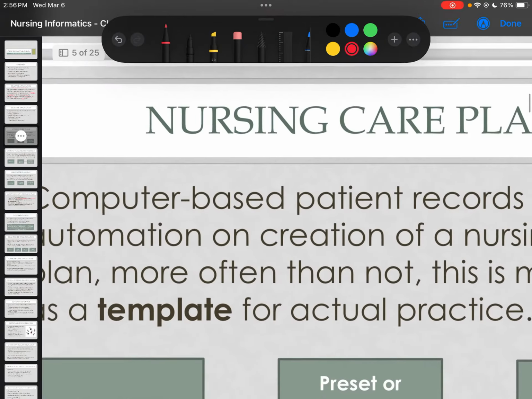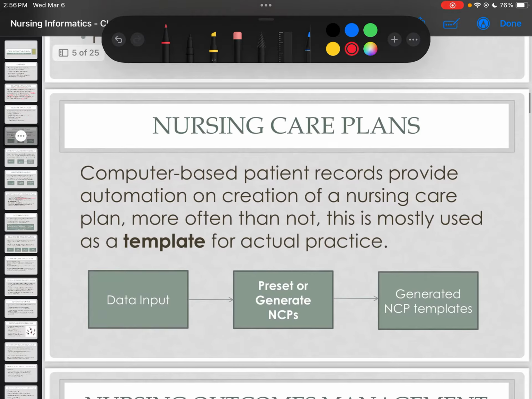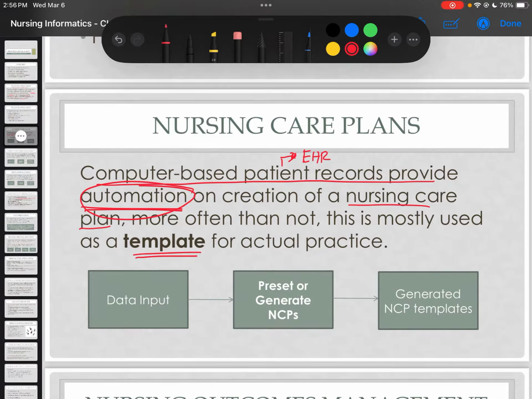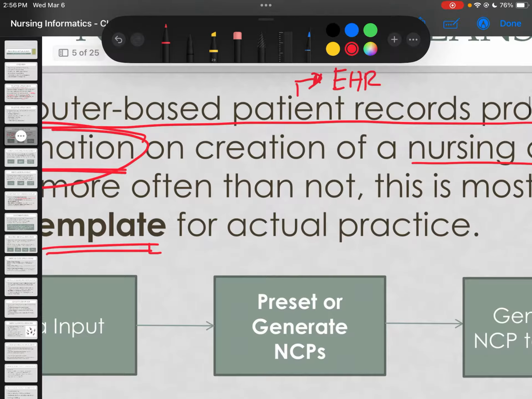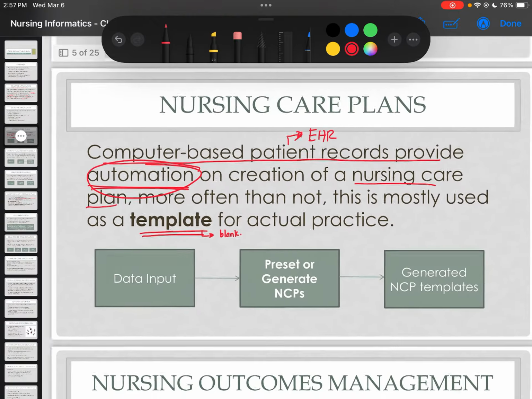Okay, so nursing care plans, how does informatics affect their creation? Simply put, class, computer-based patient records such as our electronic health record provide automation, automatic creation of nursing care plans. But more often than not, this is mostly used as a template. When we say template, it is a blank slate.